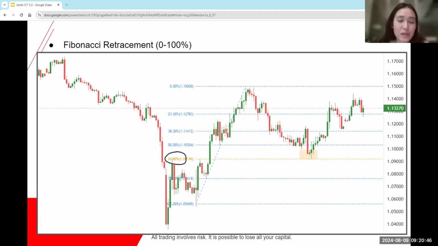Okay, so here's what it looks like. You can see price bouncing off the highlighted area, the 61.8. So here's an example of how you can use that. And earlier on, we mentioned that the ICT method of entering a trade is typically between the 61 and 78.6 level.